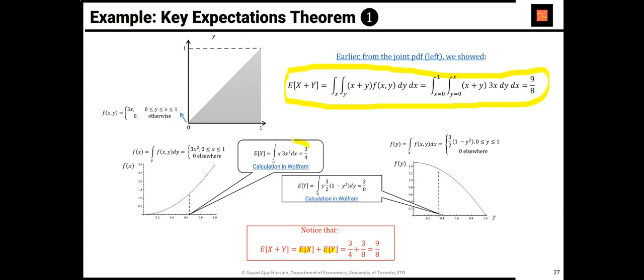But voila, earlier we showed the expectation of x was 3/4. Earlier we showed the expectation of y was 3/8. When you sum them up, you get the exact same answer that you would have gotten by the joint PDF method. Nice.